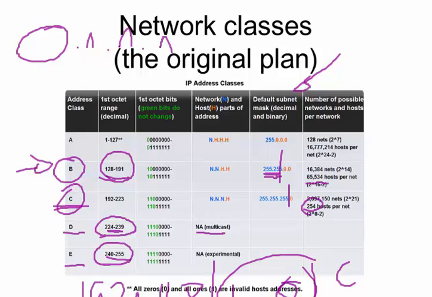So originally, 1 to 127 were A's, 128 to 191 were B's, and 192 to 223 were C's. That's how the addressing scheme for v4 was originally supposed to work. So up at that level, 16 million hosts, 65,000 hosts, 254 hosts. There's a couple of special cases, like the 192s and the 10 and the 172 addresses. We'll get to those in a minute.